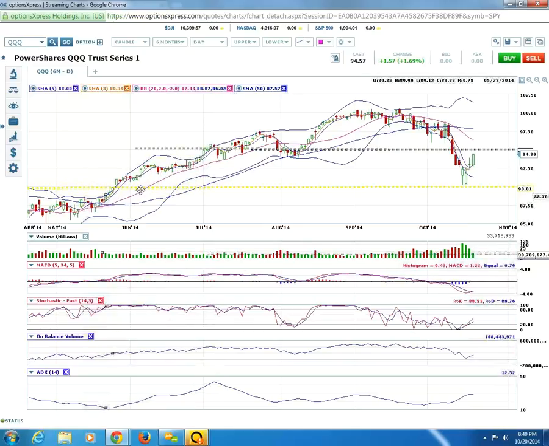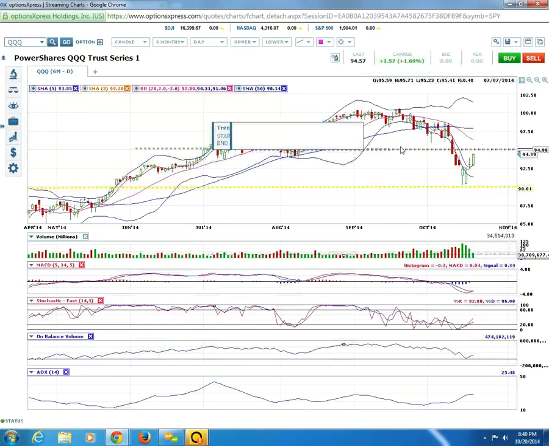95 should be tested tomorrow on the Qs. If we can't get above those Qs and we get consecutive days down or a trade right below there, we definitely will probably start to see a turnaround and a retest of this 90.